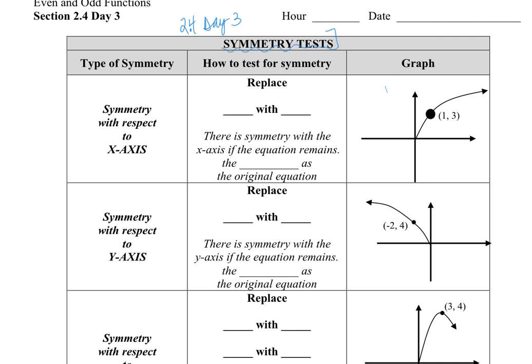So we've talked about things being symmetrical, or you understand that certain graphs are symmetrical. And we've talked about things like reflecting over certain axes. So if you reflect something over an axis, it's symmetric with respect to that axis, okay?